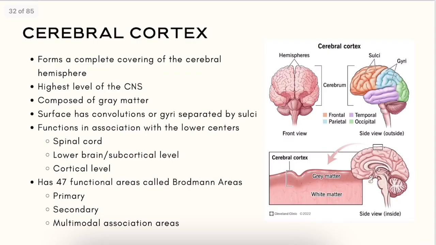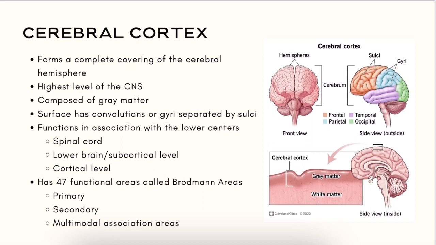Alright, now let's move along to the cerebral cortex. So the cerebral cortex forms a complete covering of the cerebral hemisphere, and this is the highest level of the central nervous system. It is composed of gray matter and about 10 billion neurons. As you can see, the surface again has convolutions or gyri separated by sulci, as we've discussed before, and it functions in association with the lower centers.